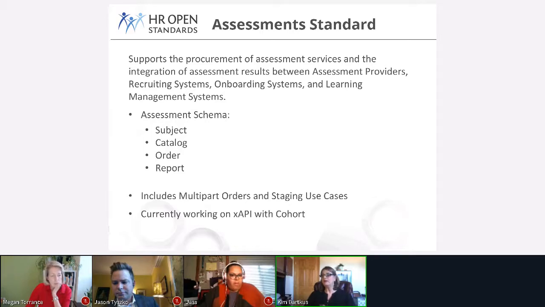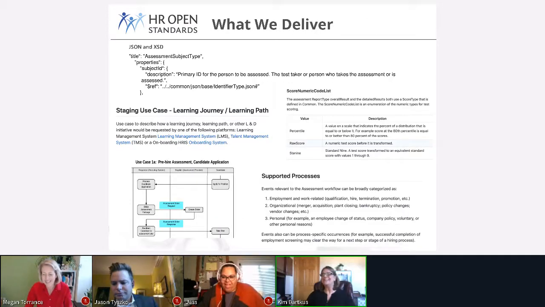And also, if you're interested in looking at any of the standards, they're free. You're welcome to download those and look at any of them, not just assessments, if you're in any of those different areas. I think that's it for this one. I told you I was going to go through quickly. So this is just a smattering of what is available. What do we deliver? We do it in JSON and XSD, so you're going to have different schemas and samples. The use cases are really, really big.